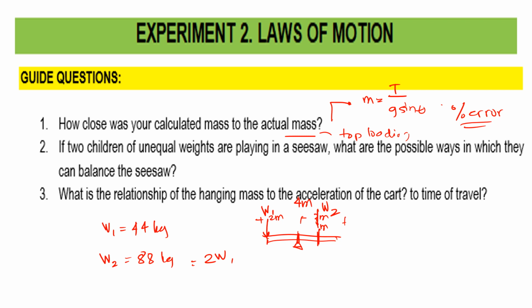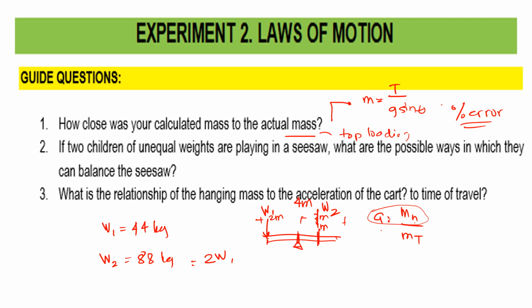Question number 3. What's the relationship of the hanging mass to the acceleration of the cart to time of travel? So we're going to relate hanging mass to acceleration of the cart. Again, acceleration is equal to, based on the theoretical value, hanging mass over m total. This is the formula. So we have the hanging mass and acceleration, and they are directly proportional. If there is an increase in the hanging mass, there will also be an increase in the acceleration.